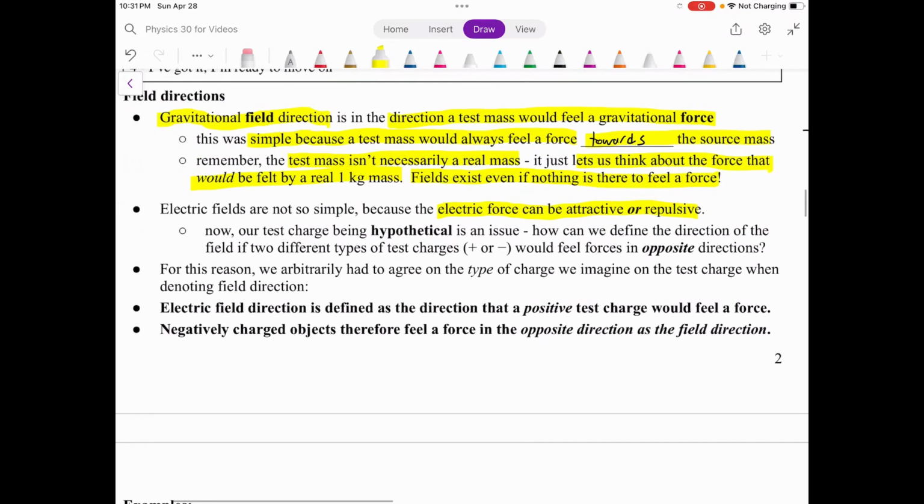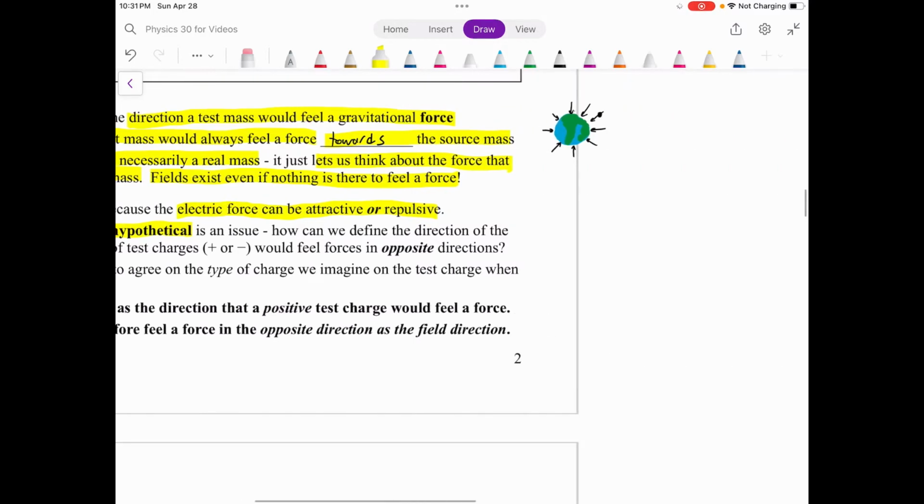And so now the fact that our test charge is just hypothetical becomes a problem. We're just thinking about what it would be like for a 1 coulomb charge if we put it here. What force would a 1 coulomb charge feel if it was placed here? That's not enough information to talk about what the force would be, because you would have to follow up and say, well, is it a positive 1 coulomb charge or a negative 1 coulomb charge?